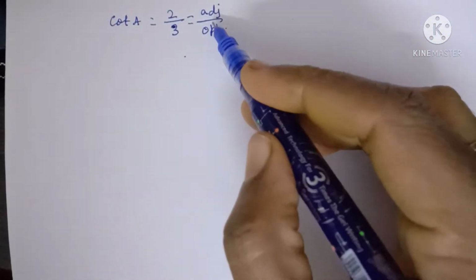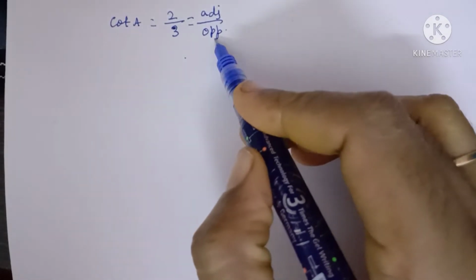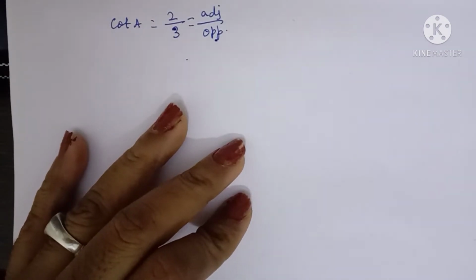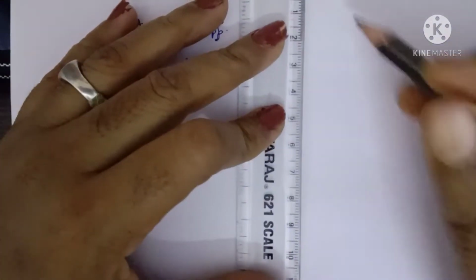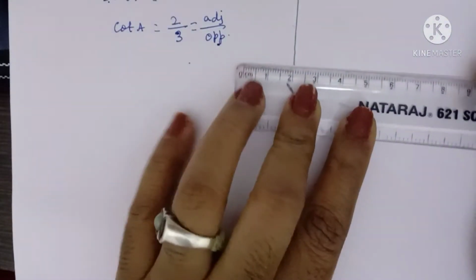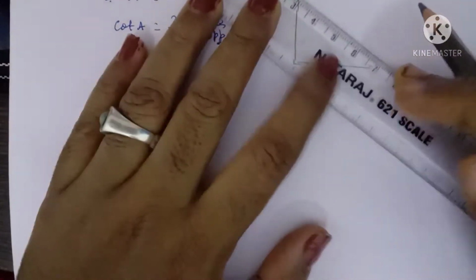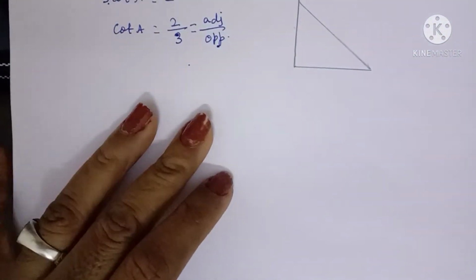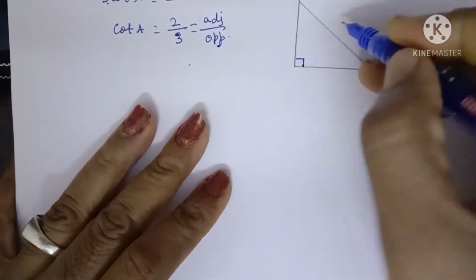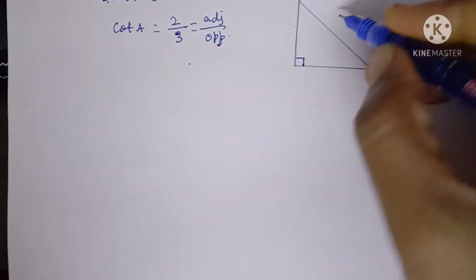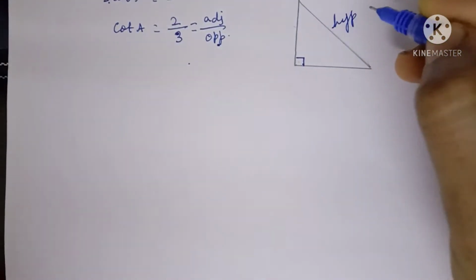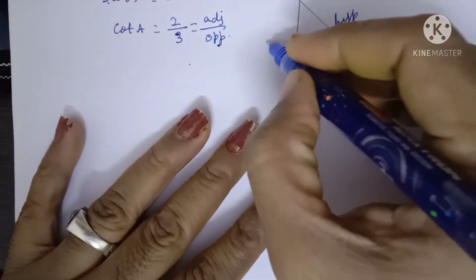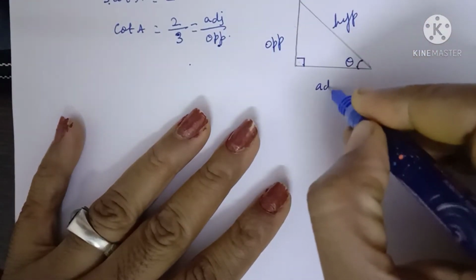So, you know the value of the adjacent side and the opposite side. You need to find out the hypotenuse value. So we need the right angle triangle to find the hypotenuse value. Opposite to the right angle is hypotenuse. And here we are taking theta. Opposite to theta is opposite and then adjacent.